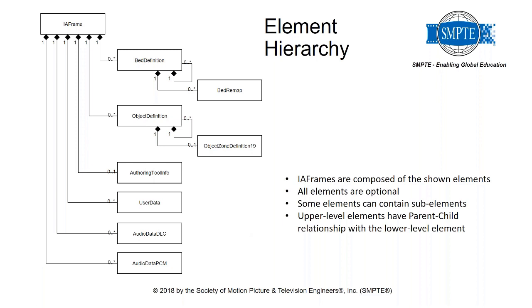Especially when we get to talking about conditional elements, it's important to note the parent-child relationship. Any element that's contained in another element is considered a child of that element. So all these elements are children of an IAFrame, which is the highest level. And this will get important when we talk about how conditional elements work. As we'll see later, a child will replace all or a portion of a parent if used.